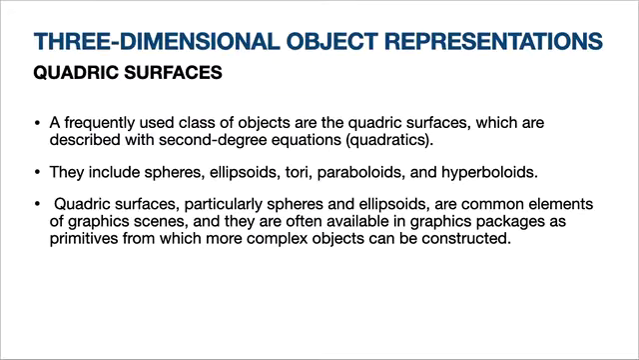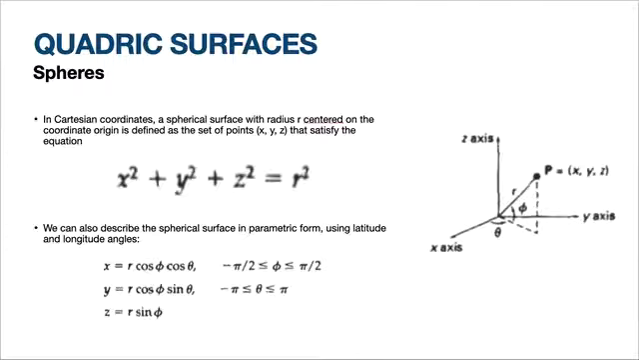And the quadratic surfaces, particularly sphere and ellipsoid, are a common element of graphic scenes, and they are often available in graphic packages as primitives from which more complex objects can be constructed. Okay, so this is a common thing in all the graphics packages, and we are going to see the representation of quadratic surfaces like spheres, ellipsoids and torus here.